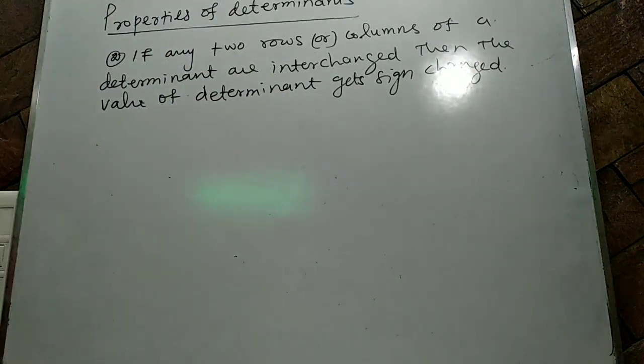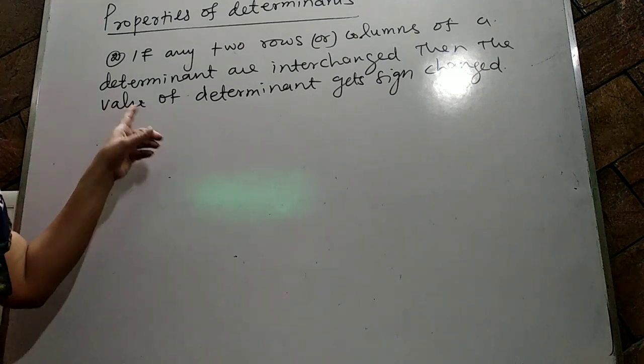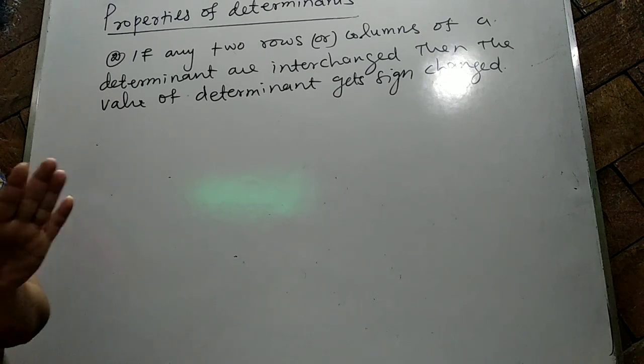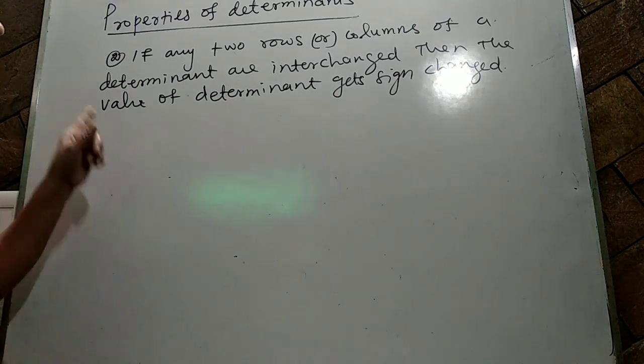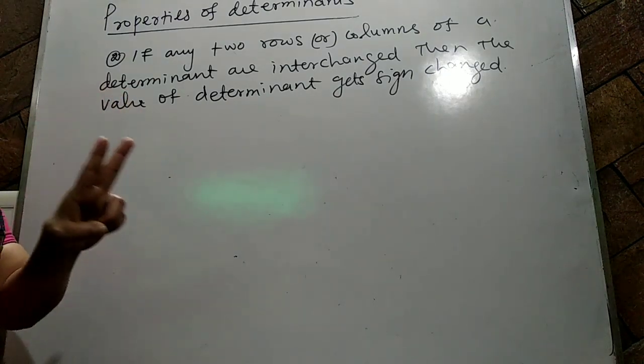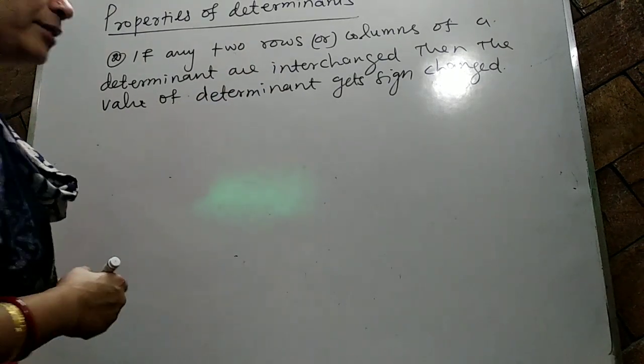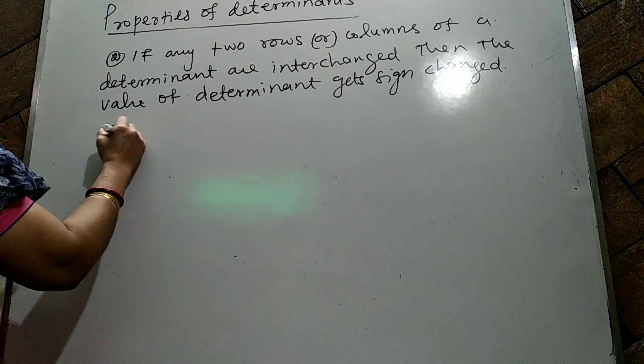If any two rows or columns of a determinant are interchanged. Previously we have seen that if we interchange rows into columns, the value of determinant remains the same. Now what they are saying is if we interchange any two rows or any two columns, then the value of determinant gets sign changed. I'm proving it now.